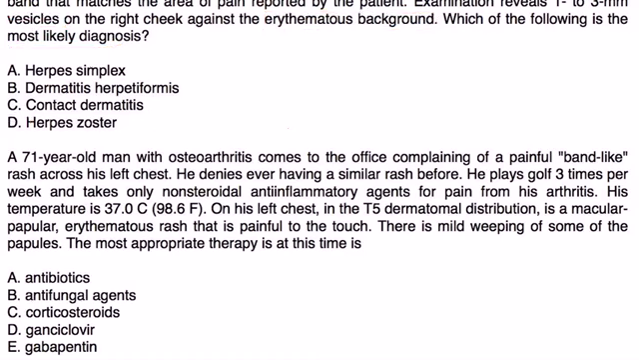71-year-old man with osteoarthritis comes to the office complaining of a painful band-like rash across his left chest. He denies ever having a similar rash before, plays golf 3 times per week, takes only NSAIDs for pain from his arthritis. Temperature is 98. On his left chest, in the T5 dermatomal distribution, is a macular-papular erythematous rash that is painful to touch. There's mild weeping of some of the papules.